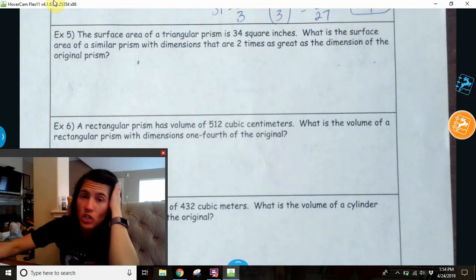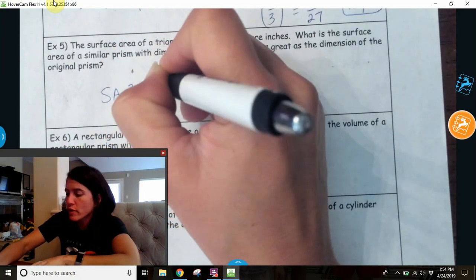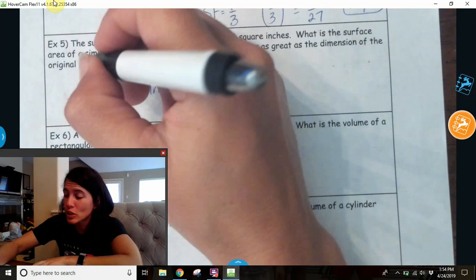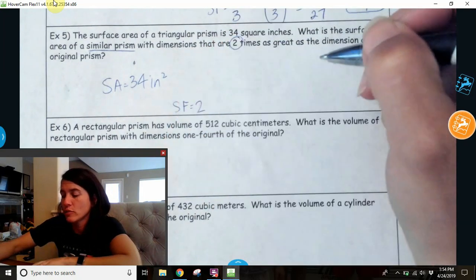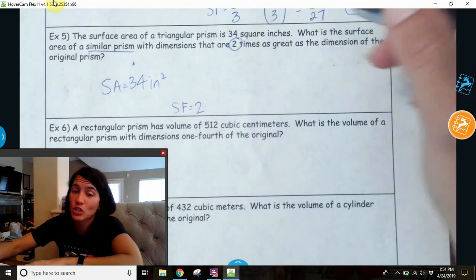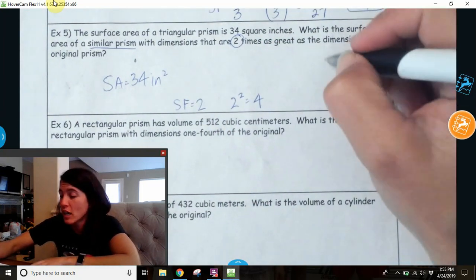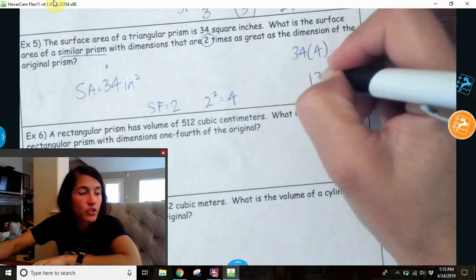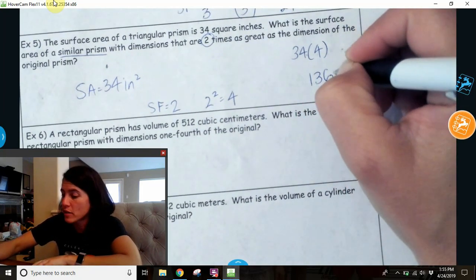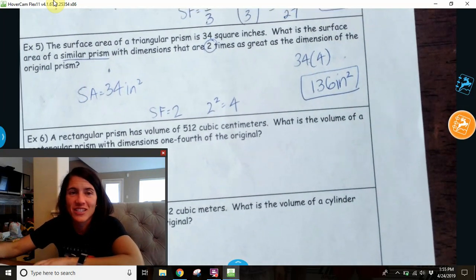The surface area of a triangular prism is 34 square inches. What is the surface area of a similar prism with dimensions that are 2 times as great as the dimensions of the original? So again, my scale factor is 2. And because it's surface area, I'm going to do 2 squared, which is 4. It's all about the scale factor. 34 times 4 is 136. What are we talking about? Inches squared. 136 inches squared.